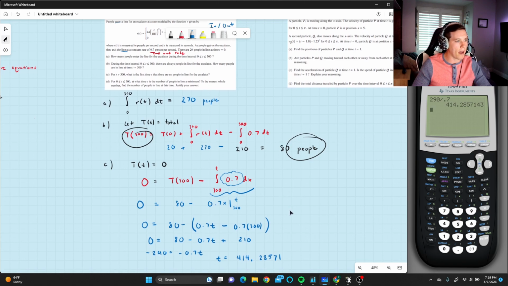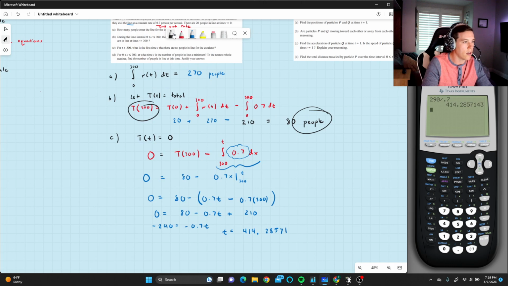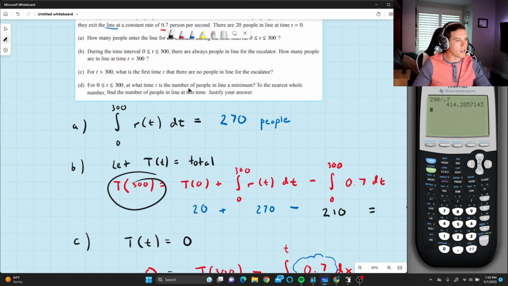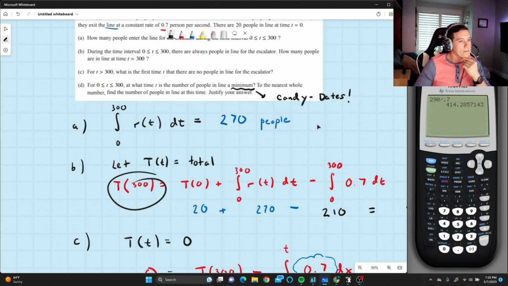And then part D, they get right back to the last important thing, which I really want to make sure we remember. They say, for 0 to 300, at what time t is the number of people in line a minimum? Aka, candidates. Call back to when we didn't know how to spell it. Make sure you spell it right. Candidates, but I don't think they'll mark you wrong for spelling, but don't be obnoxious unless you know you're killing it. To the nearest whole number, find the number of people in line at this time.